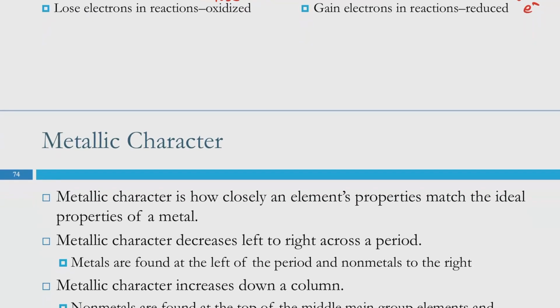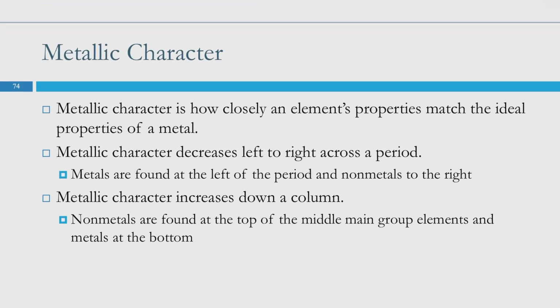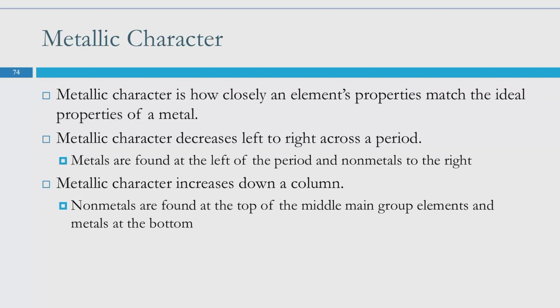Our last periodic trend is metallic character. How much of a metal is it? Is it a true metal, or is it not as true of a metal? So the ideal properties of a metal were like stuff that we saw on the previous page. This one is easy enough, though, if you just think about how easily does it lose an electron.